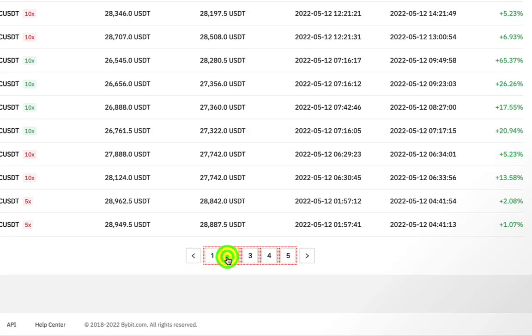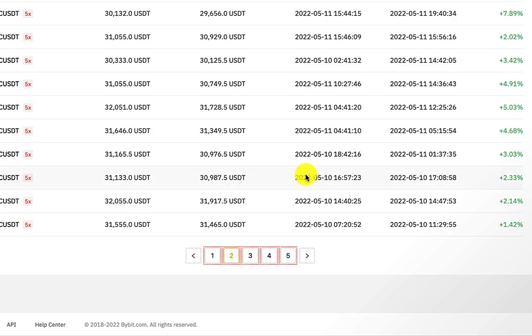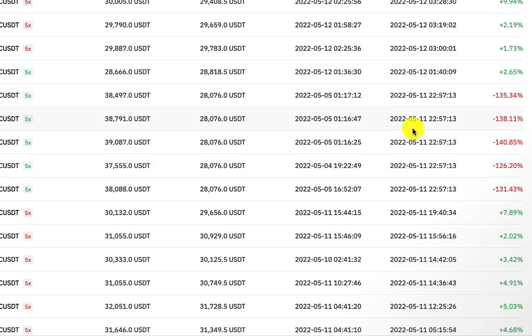Well, he made some bad trades around May the 11th, and as you know, that was when all the UST and Terra Luna thing hit the fan, and he made some bad longs there. This one here was quite spectacular. He had a long entry at 38,400, and he exited at 28,076. That's quite a scary one. So that was a 135% loss. That was a pretty bad one.